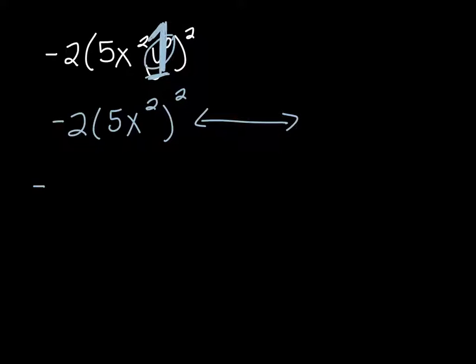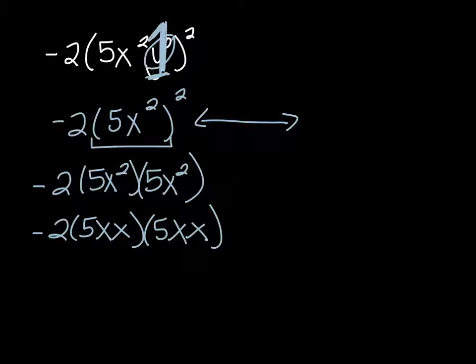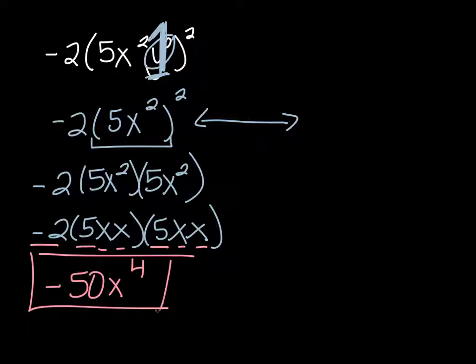The long way. Negative 2, I'm going to take this base, 5x squared, and do it 2 times. So if I write that all the way out, it's negative 2, 5xx, 5xx. So negative 2 times 5, that gives me negative 10 times 5, which is negative 50. And a total of 1, 2, 3, 4 x's. So there's my final answer.